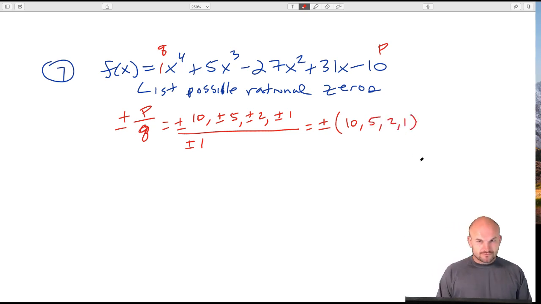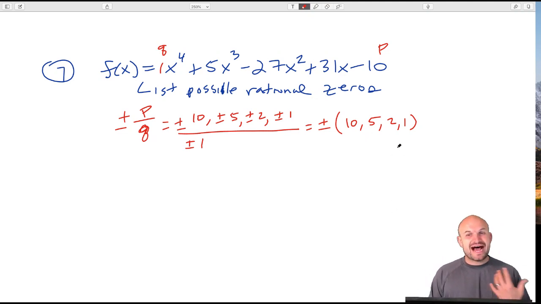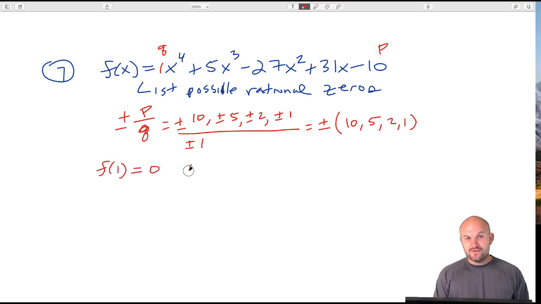Now, how do we know if these are the list of possible rational zeros? How do we know if these are a rational zero or not? Well, what we can do is use the remainder theorem. If we plug in f of 1 and we get 0, then, let me do this. If f of 1 is equal to 0, then x equals 1 is a 0 of f of x.